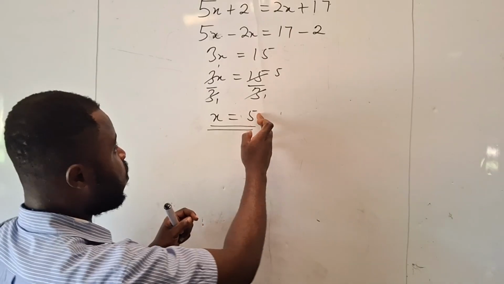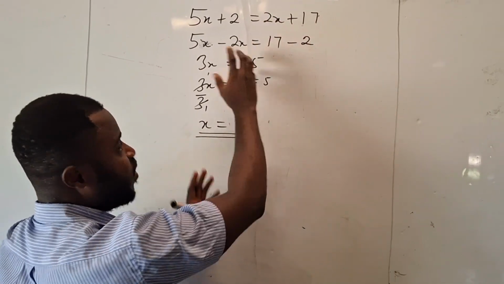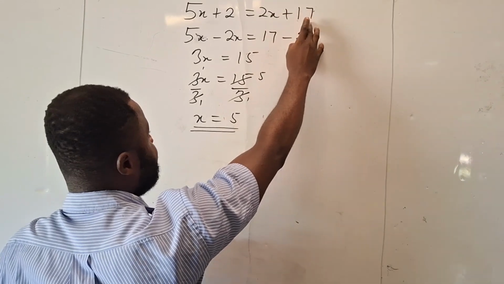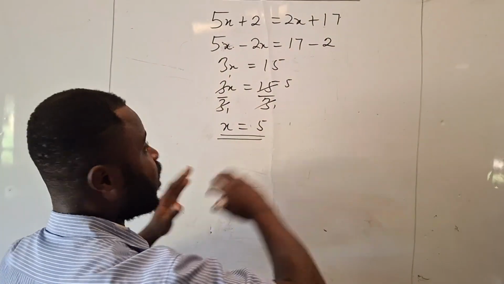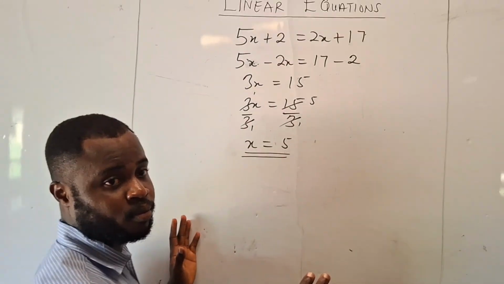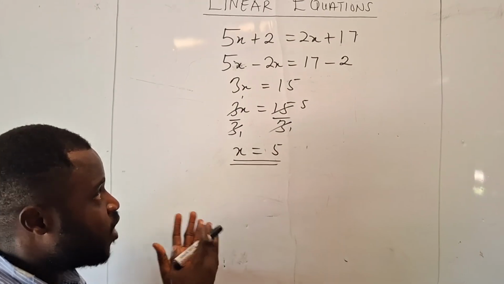27. The same way, when we come and put the 5 here and multiply by the 2, 2 times 5 is 10, and 10 plus 17 is also 27. So in an equation, the left side and the right side should be the same. So this is how we prove to know if our answer is correct. So let's take another one.